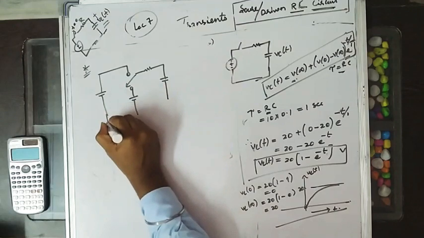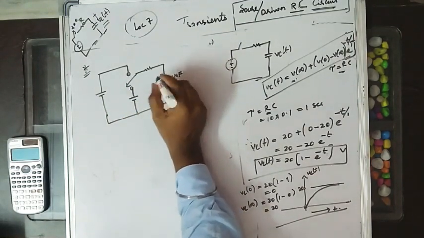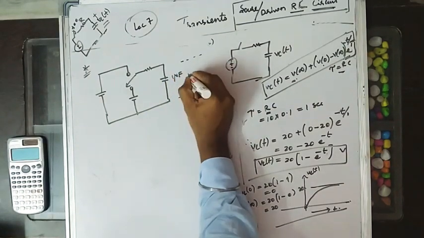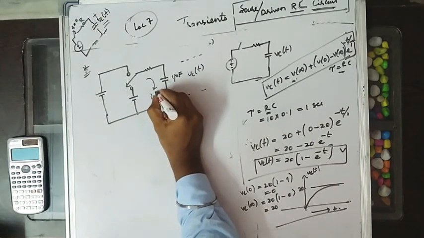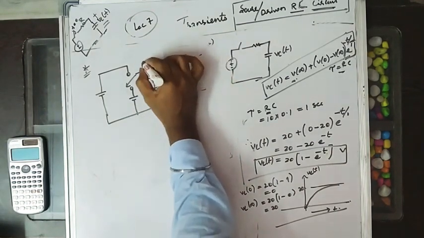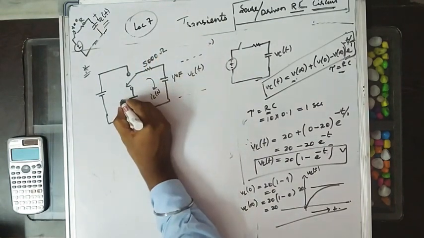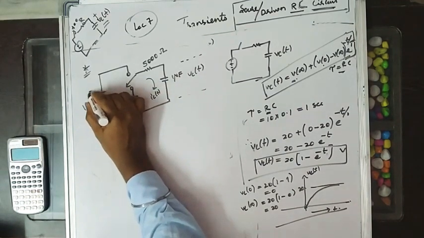So I will be taking another circuit. This is a 1 microfarad capacitor, and this is Vc of t. This is Ic of t, let us assume, and this is 5000 ohms. This is 50 volts, and this is 100 volts.